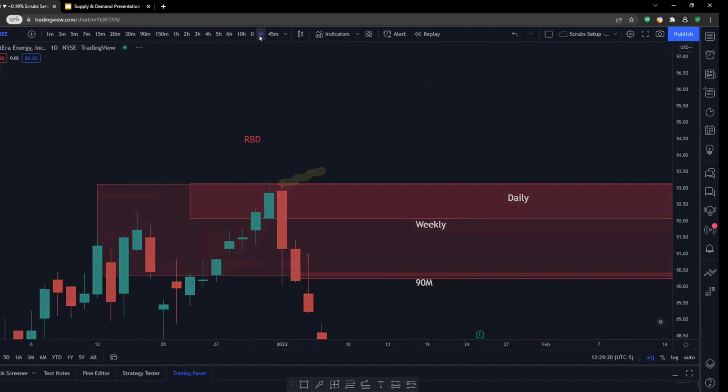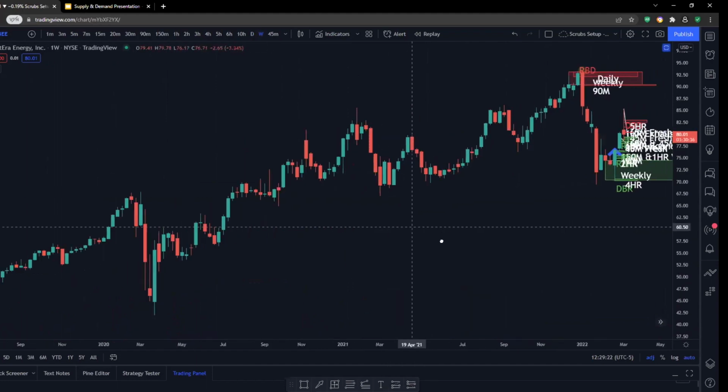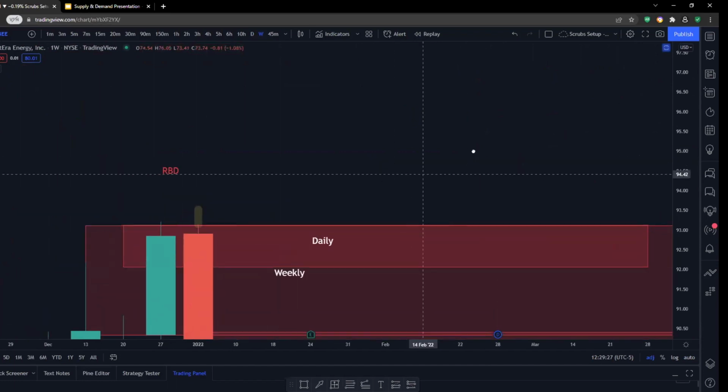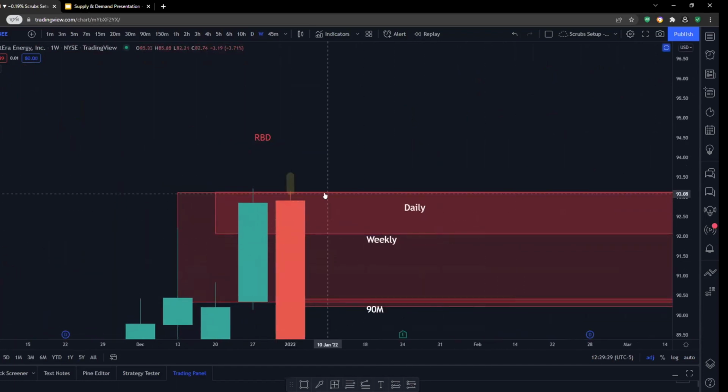So if we look at the weekly, that same daily zone that we just found right here, you don't see that. You do not see that on the weekly candle, right? This is why it's important to always check different time frames, because one time frame will show you something completely different from another.